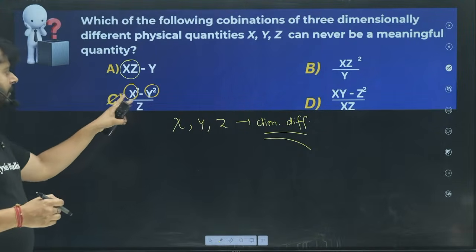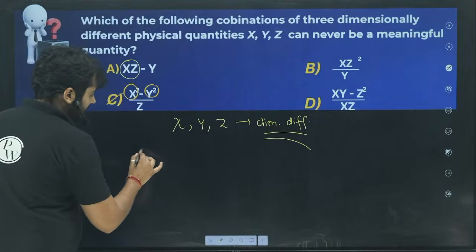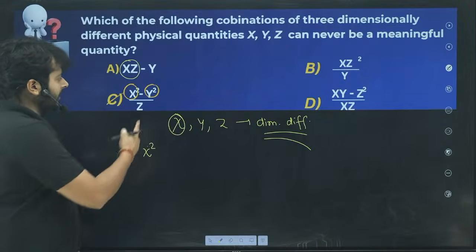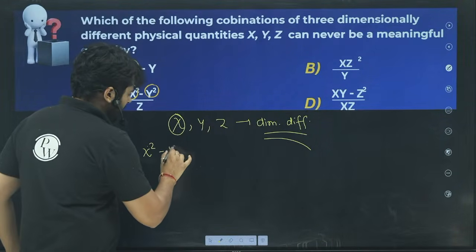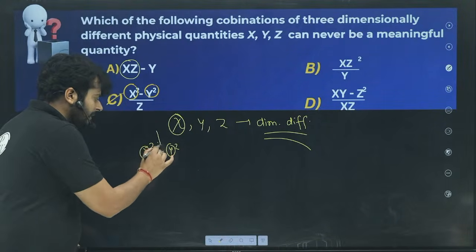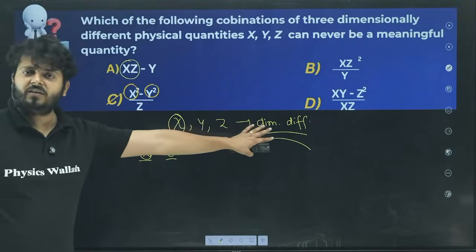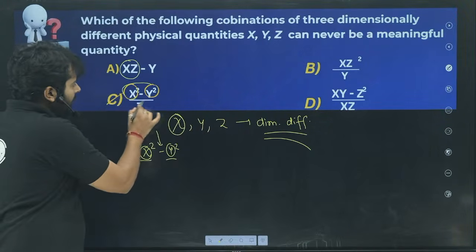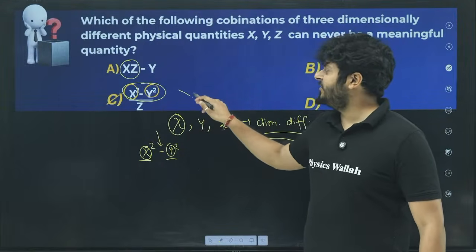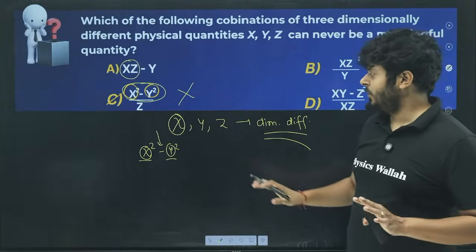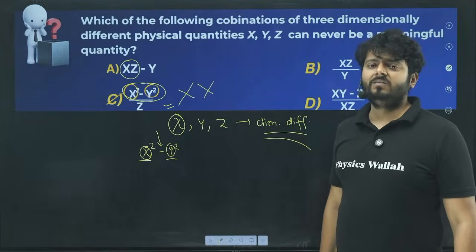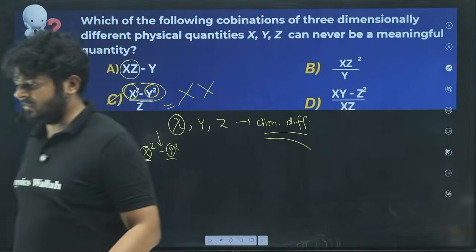What is not possible? Think about it: x square minus y square upon z. Let's say x is length, so its square is the square of length, and y is time, so y square is the square of time. Can we have a minus between these two quantities, because they are dimensionally different as given in the question? So is this possible with any combination? We can say no. So we will not proceed with this. We can say that option C is the answer.